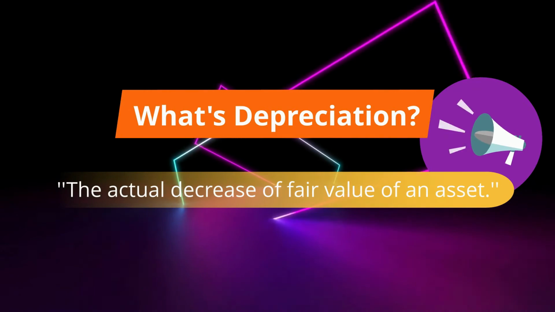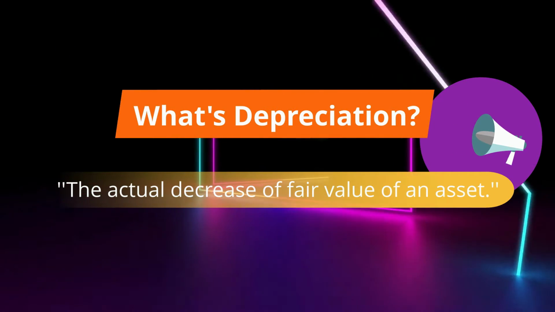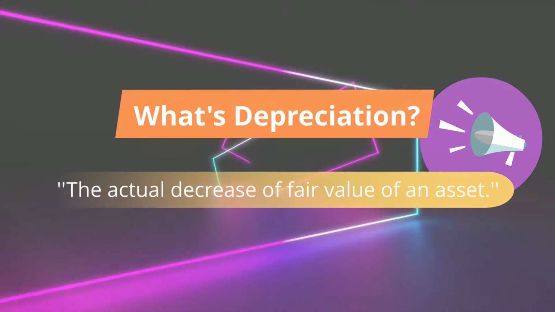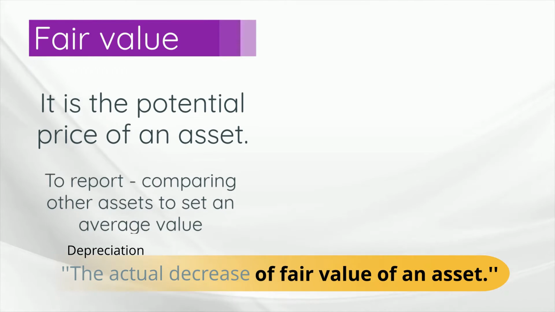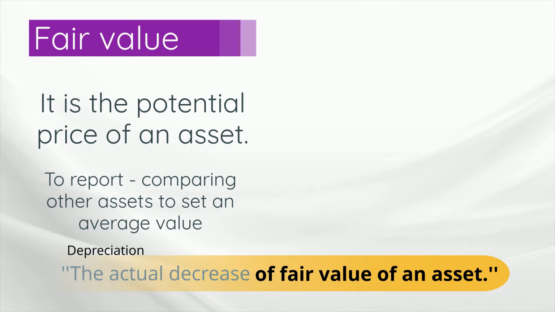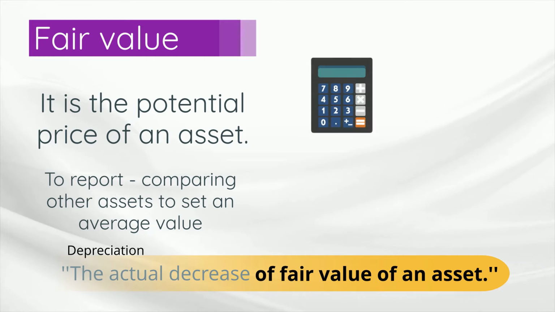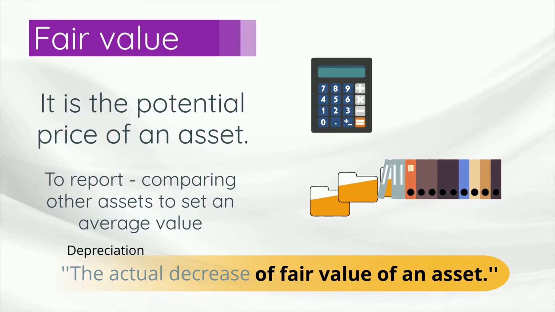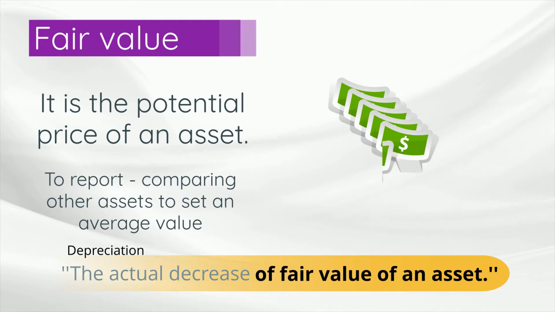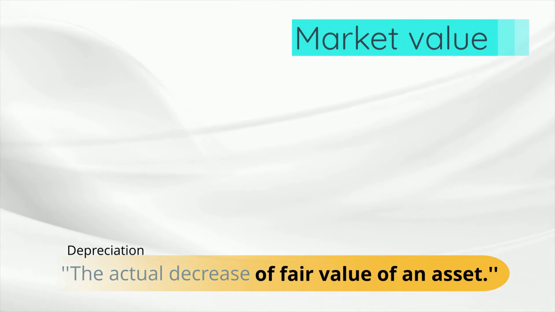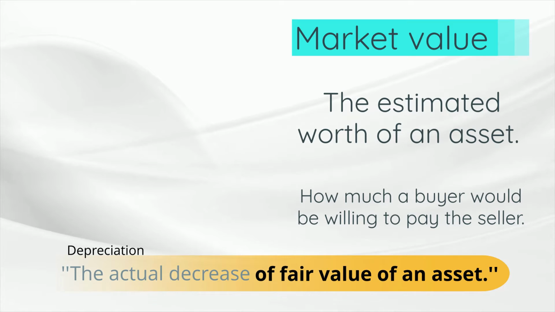Oversimplified, depreciation is the actual decrease of the fair value of an asset. The fair value would be the potential price of an asset. It can be found by comparing similar assets with similar characteristics in the market and making an average. It's useful to register, report, or to know what a company has, or in personal finance, what we have as time goes by. As a reference, the market value is how much a buyer is willing to pay for it. As an example, a good seller or negotiator can get more than the fair value.